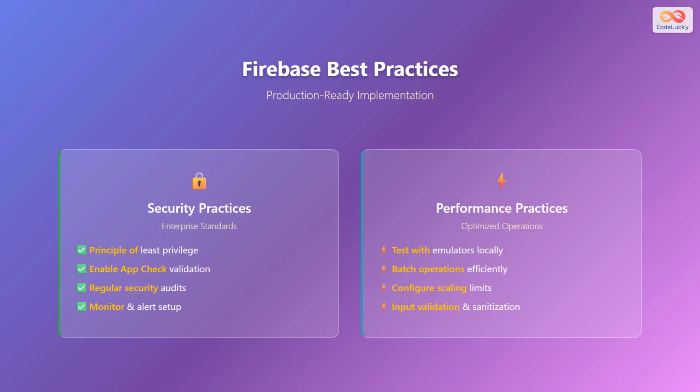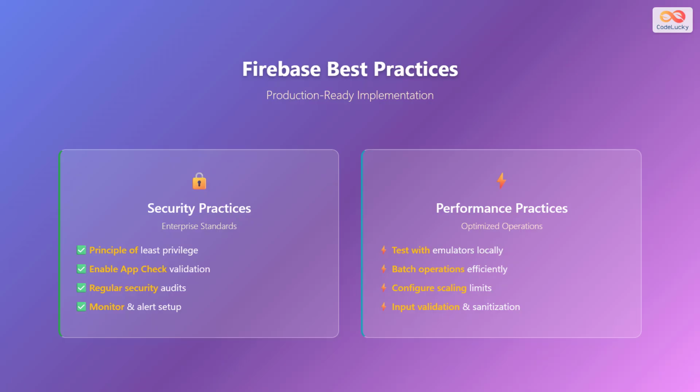Implementing Firebase in production environments requires adherence to established best practices for security and performance. Security practices include implementing the principle of least privilege in all access controls, enabling app check validation to protect against abuse, conducting regular security audits to identify vulnerabilities, and setting up comprehensive monitoring and alerting systems.